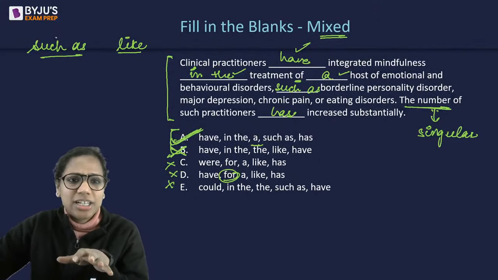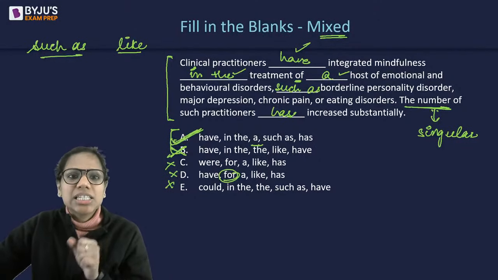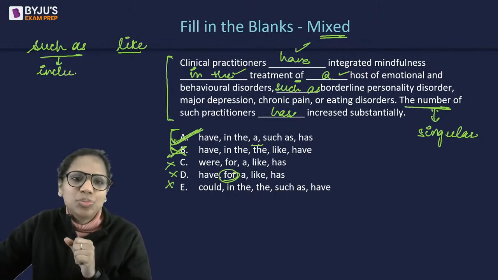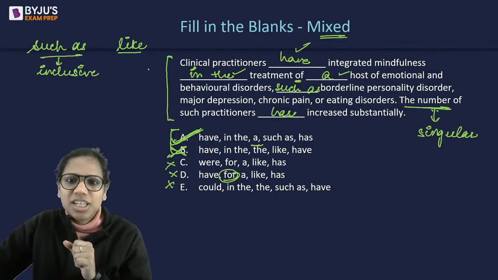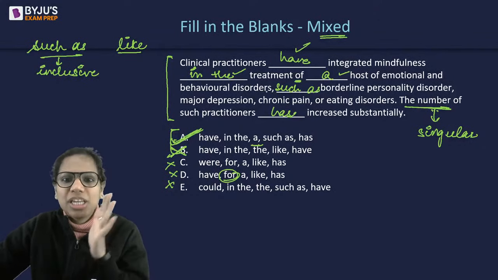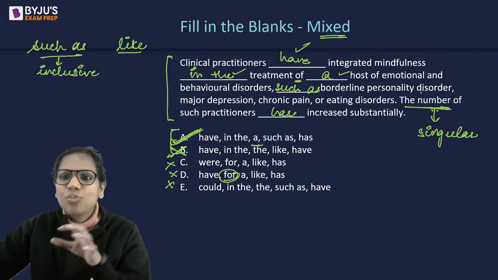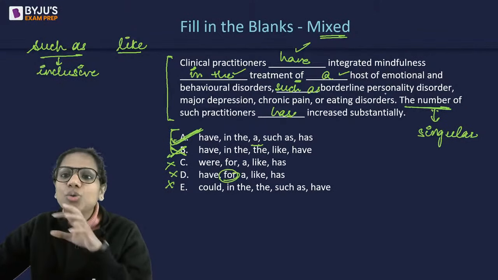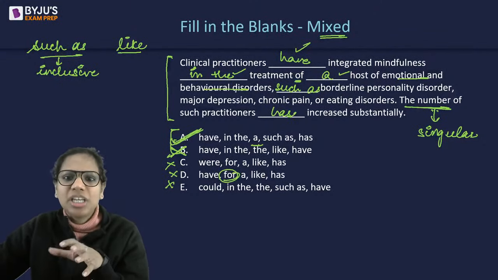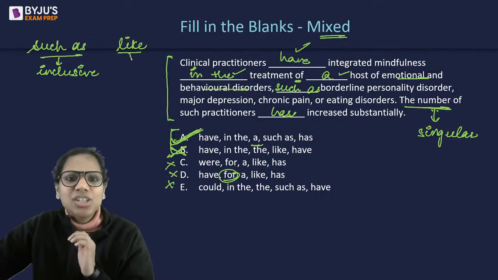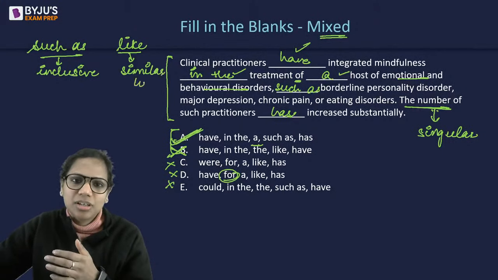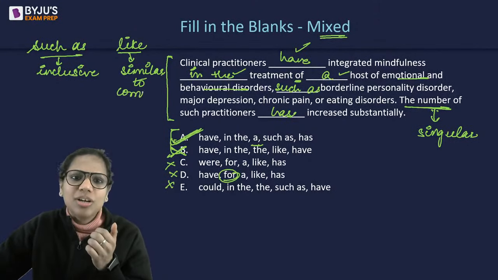Let's have a look at the difference between such as and like. See, such as includes the thing that it gives the examples of. Such as is inclusive in nature. So when I say emotional and behavioral disorders, such as borderline personality disorder, major depression, chronic pain, I am including these in emotional and behavioral disorders. Like just means similar to. It need not really include them. Right? It is simply used for comparisons.